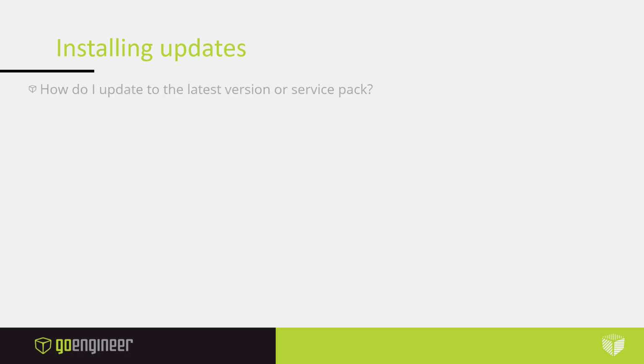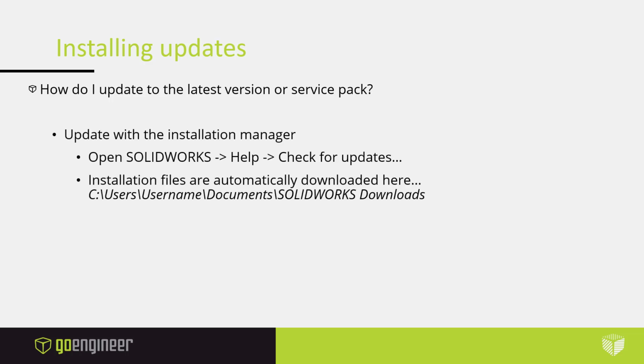So how do I update to the latest version or service pack? Well, there's a couple methods to go about it. Number one is probably the one that I recommend the most, which is just to update SOLIDWORKS using the installation manager. You can simply do that by opening SOLIDWORKS, clicking Help, and choosing check for updates.